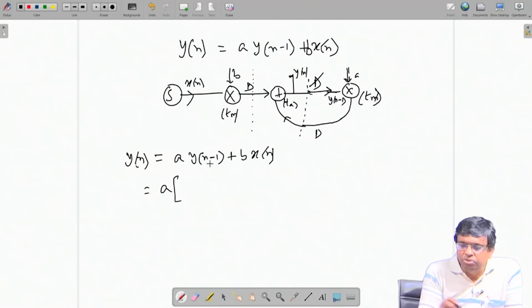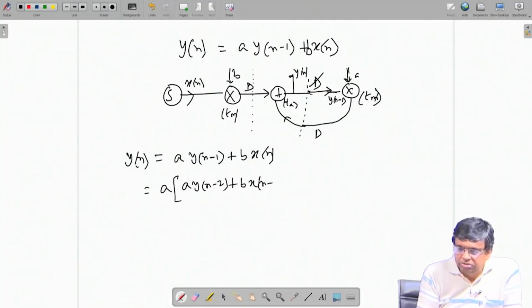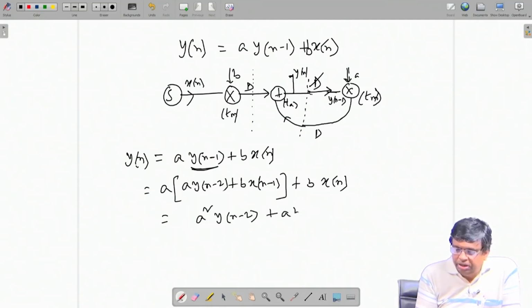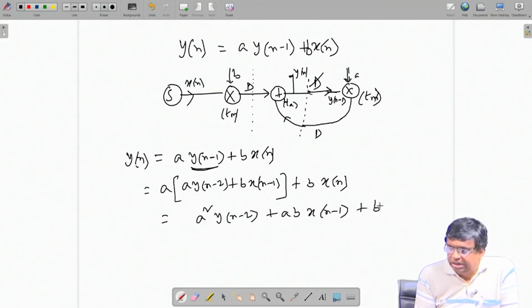That means, y n minus 1 from the same equation can be written as a y n minus 2. When it is n, it is n minus 1. When it is n minus 1, it is n minus 2, a y n minus 2 plus b x n minus 1. This is this part from this equation. The left hand side, if it becomes y n minus 1, right hand side is this much, plus as before b x n. So, what you have is a square y n minus 2 plus a b x n minus 1 plus b x n.